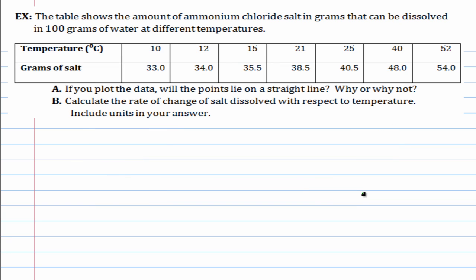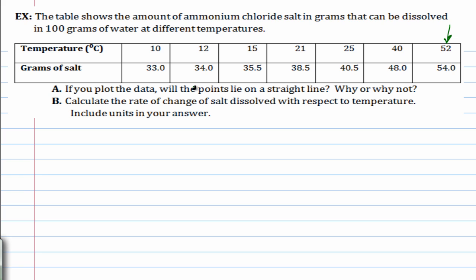So the table below shows the amount of ammonium chloride salt in grams that can be dissolved in 100 grams of water at different temperatures. So we can have 33 grams of salt dissolve in 100 grams of water when the temperature is 10 degrees Celsius. And as the temperature increases, we can dissolve more salt. So this is sort of like you're boiling off the salt. So once the temperature increases to 52 degrees centigrade or Celsius, you can burn off a lot of salt, 54 grams of salt. And this is in 100 grams of water.